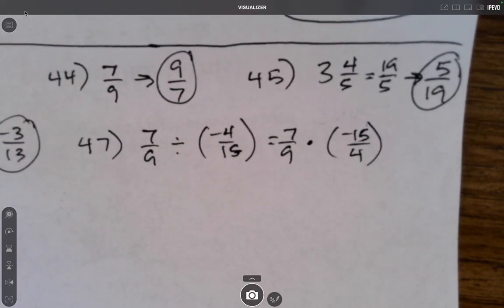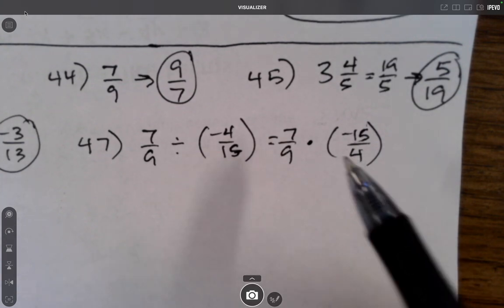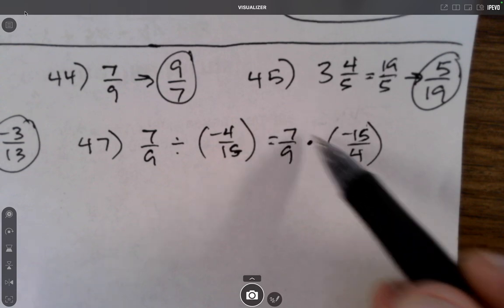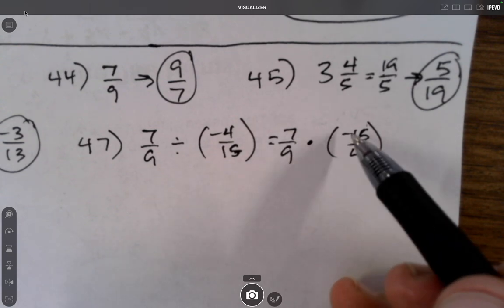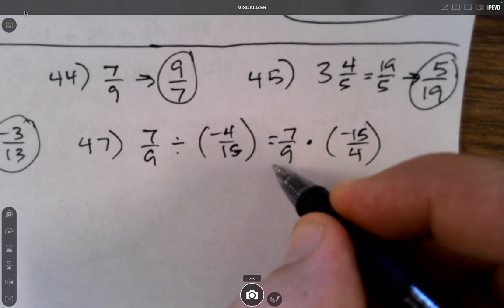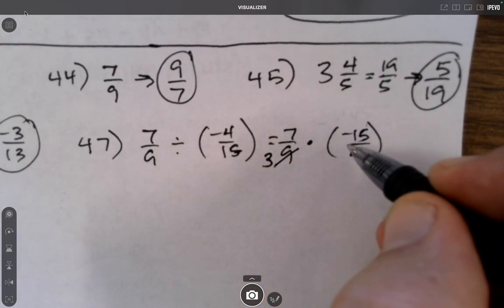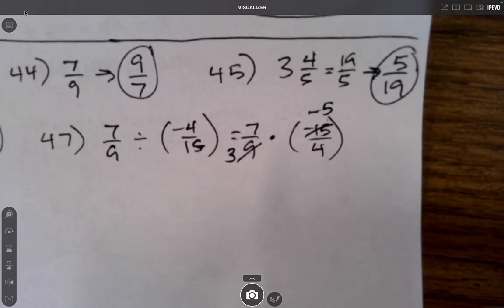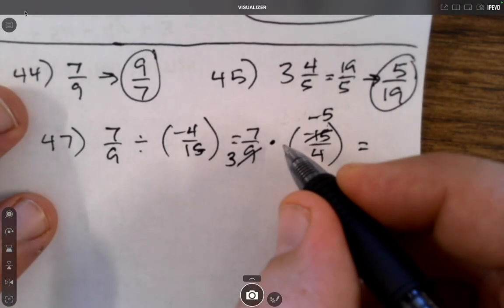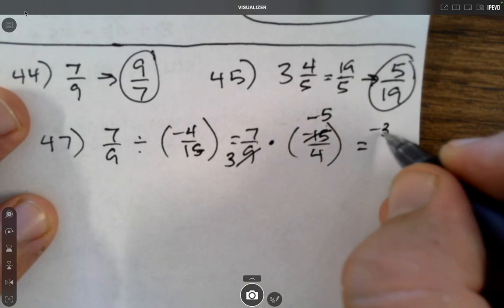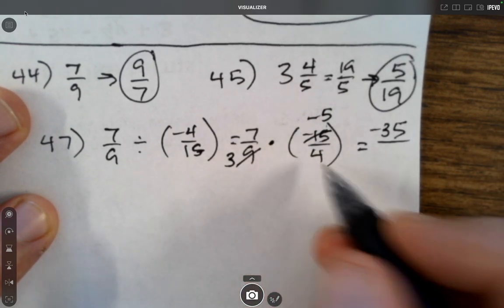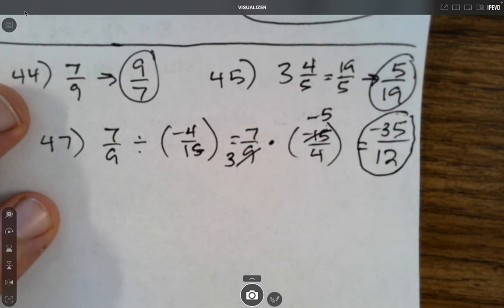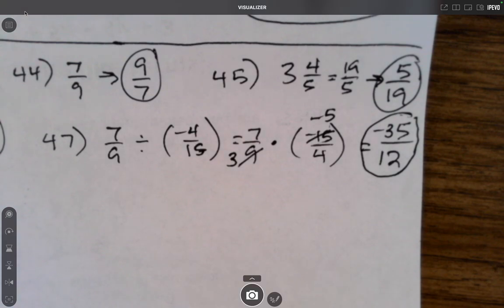Now, after you've done the flipping, and you have to make sure you flip first, then we can check for cross products just like we did in multiplying. So 7 and 4 have nothing in common, but 9 and 15 are both divisible by 3. So 9 divided by 3 is 3. Negative 15 divided by 3 is negative 5. So 7 divided by negative 5 is negative 35. And 3 times 4 is 12. So negative 35 over 12 is our answer.